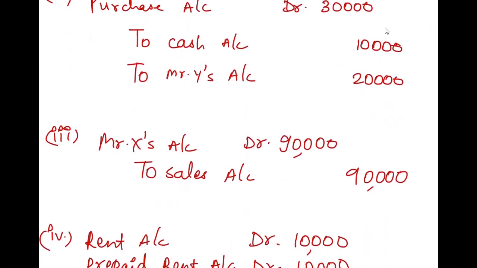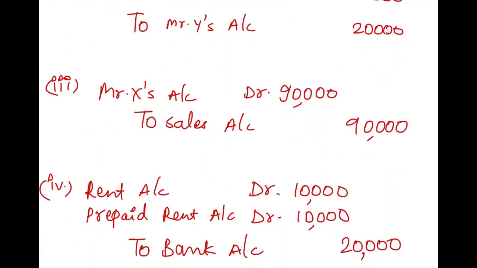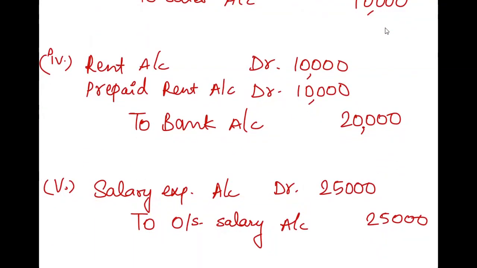Let's go to the third one. Third, we have sold goods to Mr. X for 90,000. So 90,000 is being debited, but in the name of Mr. X, because we have not received any cash from him. So Mr. X's account is debited 90,000, and we have earned income of 90,000 to the sales account. Then, rent was paid, rupees 20,000.